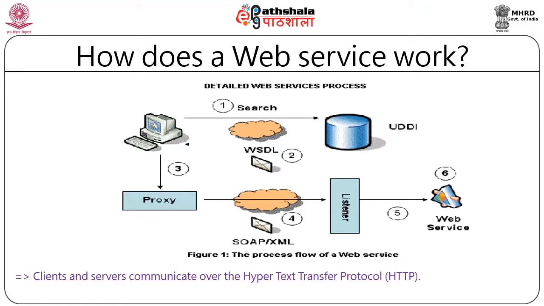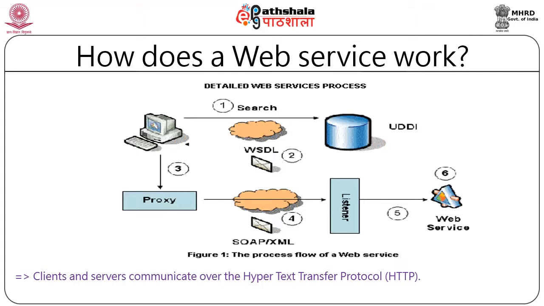Now let us go through the web service. How does a web service work? You can see here there is a PC. Here the PC acts as a client. First, the PC searches for a web service, that is, the PC wants to perform its operation, so it requires a web service. That web service is searched from the registry. The registry is called UDDI, because all of the web services are registered here. So the PC searches from the UDDI.